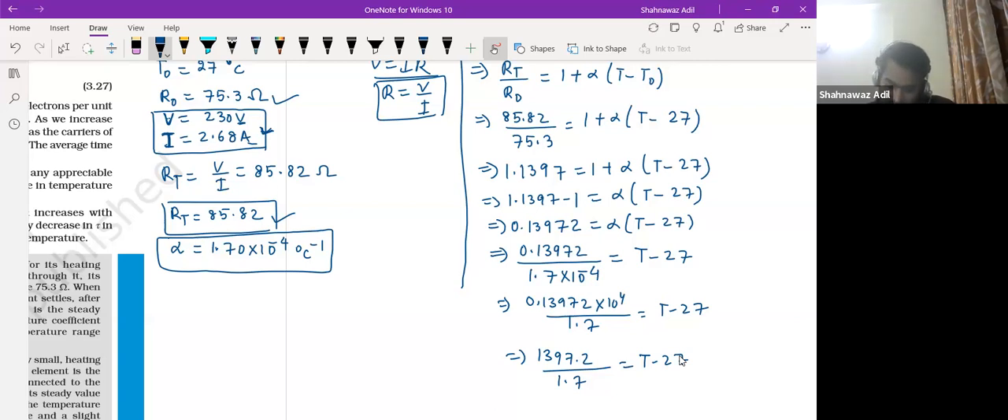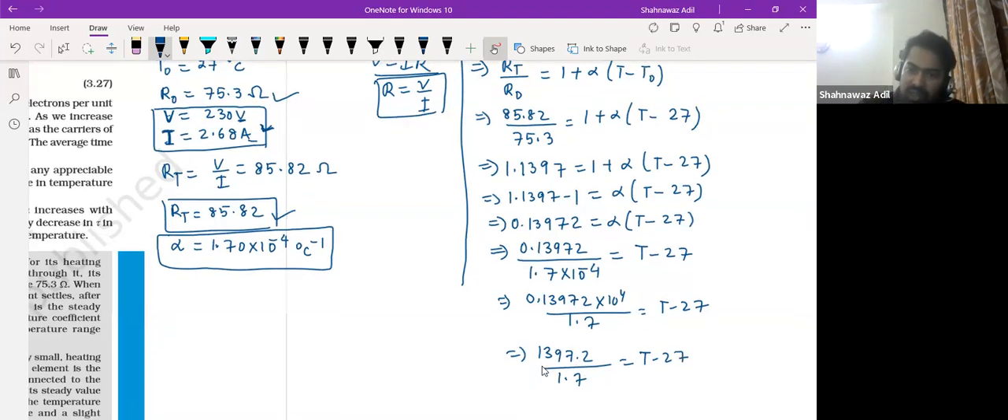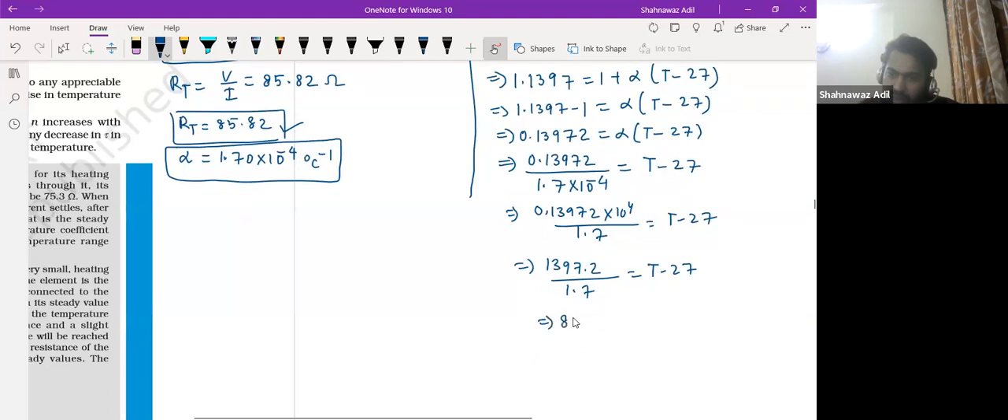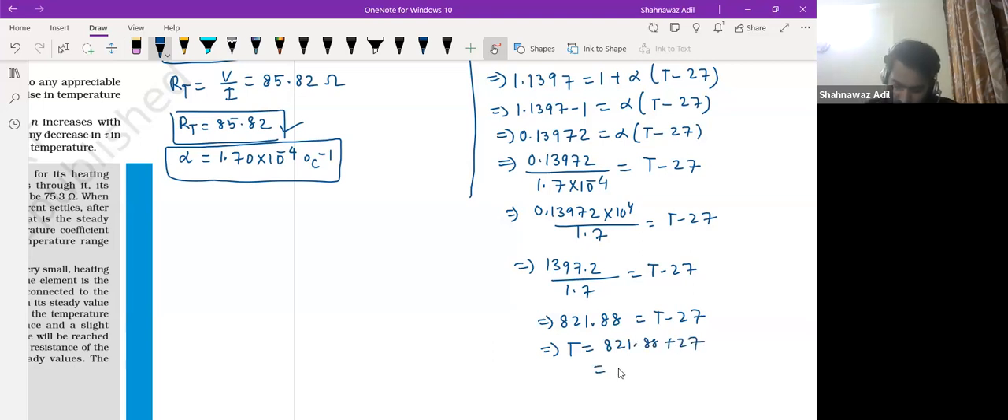And divided by 1.7. So this is 821.88 equal to t minus 27. So t is 821.88 plus 27. This is 848.88 degrees.